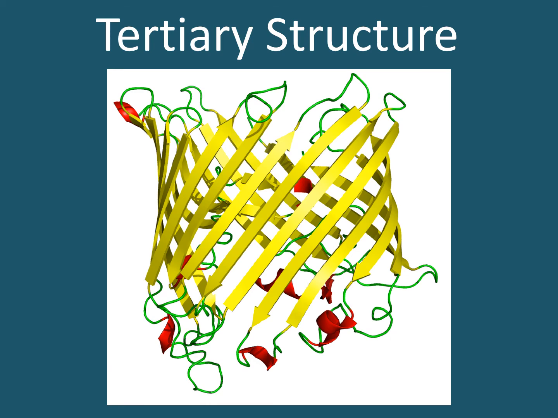This picture is a three-dimensional representation of a protein. Specifically, this is the protein aquaporin. Notice its shape. This shape is called a beta barrel. This is the tertiary structure of aquaporin. You don't need to memorize the specifics of aquaporin. This is an example to illustrate the three-dimensional shape of a specific protein.